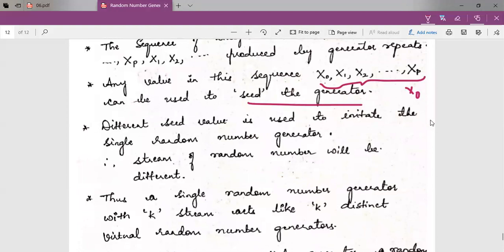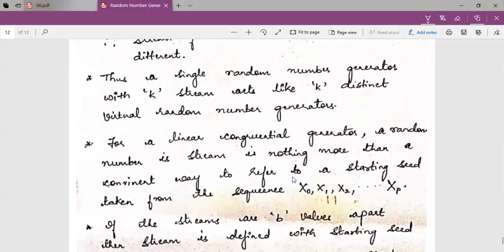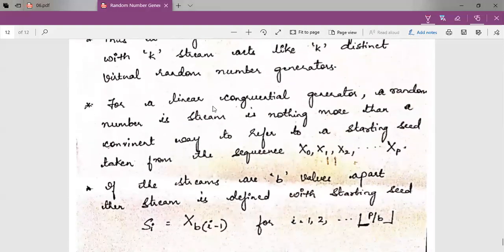Different seed values are used to initiate the single random number generator. Therefore, the stream of random numbers will be different. That is your seed value. Thus, a single random number generator with k streams acts like k distinct virtual random number generators. So for a linear congruential generator, a random number stream is nothing more than a convenient way to refer to the starting seed taken from the sequence x0, x1, x2 up to xp. That is, this is one complete period.